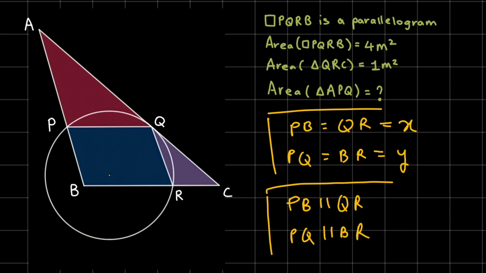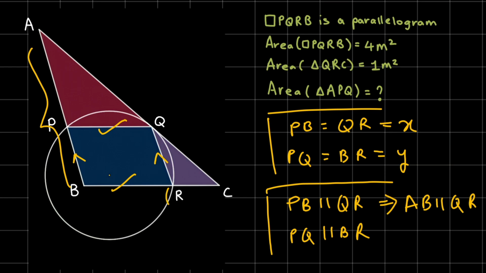So if PB is parallel to QR and P lies on the line segment AB, this implies the complete line AB is also parallel to QR. So we can write PB is parallel to QR. This implies AB is also parallel to QR. Now similarly, the other case, that is PQ is parallel to BR. Now the point R lies on the complete line segment BC.